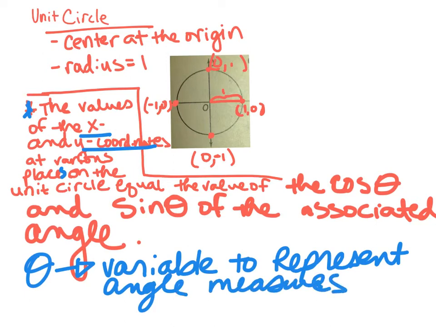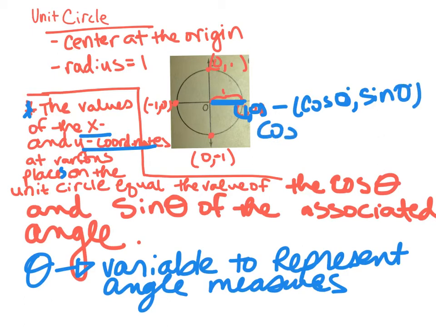Okay, so if we are saying that the values of the x and y equal the cosine and sine, this would be a 0-degree angle. We are saying that this is the same as cosine 0, sine of 0. So that means cosine of 0 is equal to 1, whereas the sine of 0 is equal to 0.